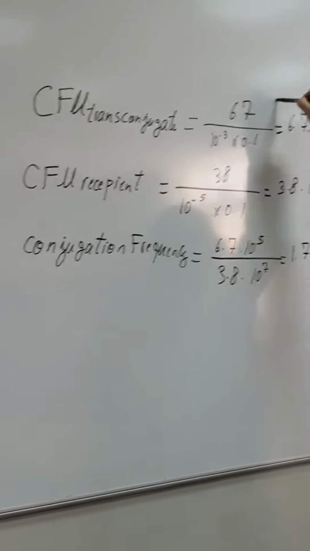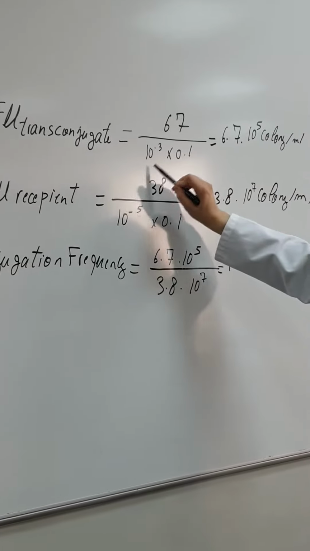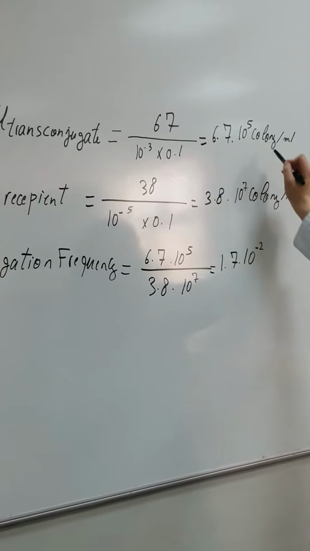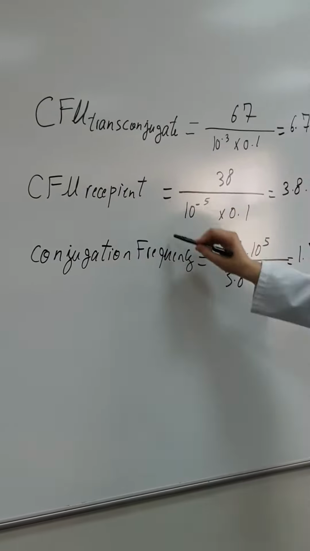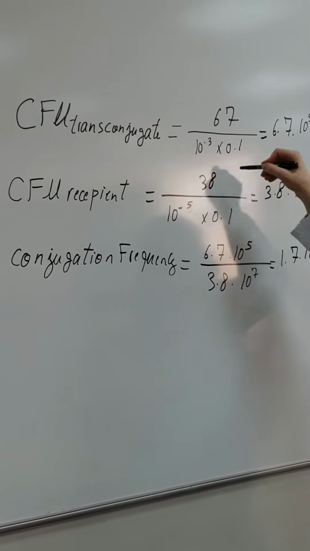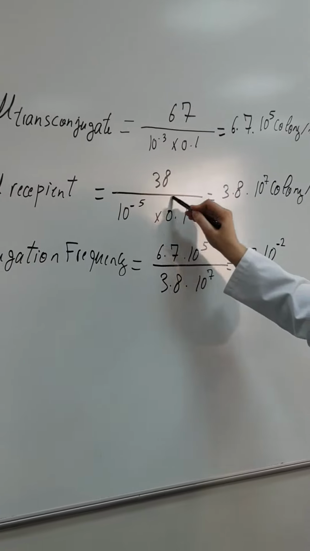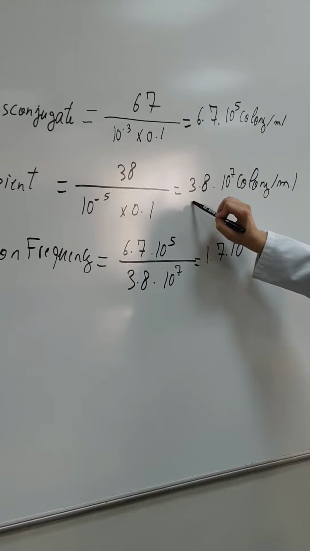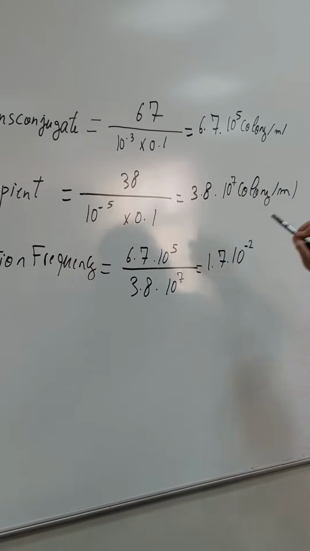The number of colonies of transconjugants was 67, so the CFU of transconjugants is 67, divided by 10 to the power minus 2 times 0.1, which is 6.7 times 10 to the power 5 colonies per ml. As for the recipient, they are on the dilution 10 to the power minus 5. So the CFU is 38, divided by 10 to the power minus 5 times 0.1. This was our plated amount, we chose it. So the number of recipients is 3.8 times 10 to the power 7 colonies per ml.